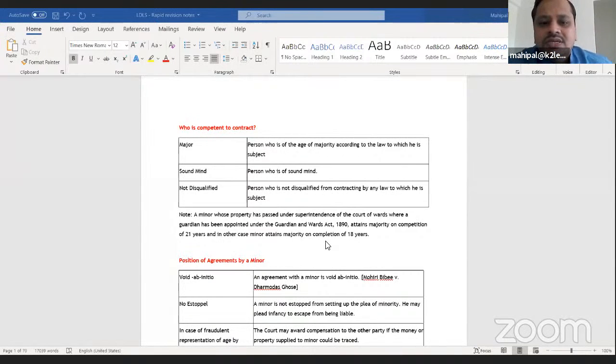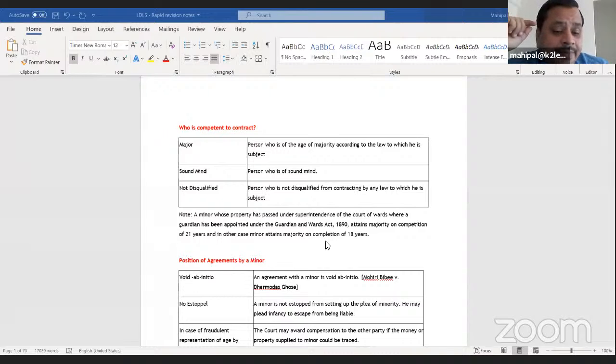The second chapter, competent to contract. Again, as discussed, three important parties. Number one, minor. Number two, person of unsound mind. And number three, person disqualified by law. Minor is a person who has not attained age of majority. And generally, the age of majority is governed by Indian Majority Act. This Act says generally it is 18 years, but when the minor is under guardianship, it will be on completion of 21 years. Am I clear? Great.